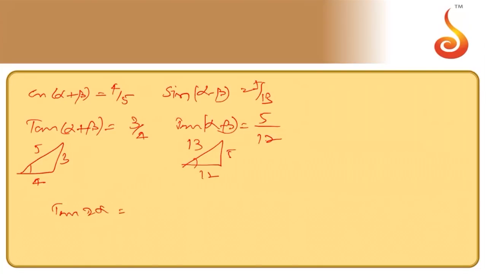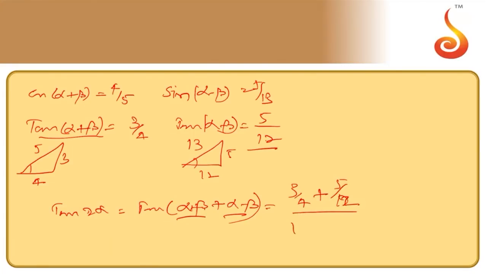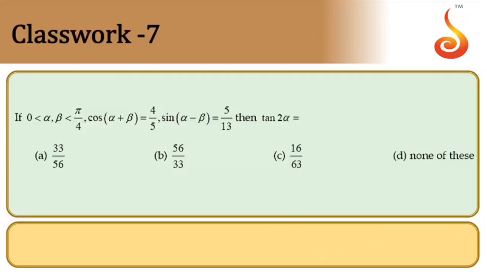So tan 2 alpha is equal to tan of alpha plus beta plus alpha minus beta. That is tan of alpha plus beta plus tan of alpha minus beta, divided by 1 minus tan of alpha plus beta times tan of alpha minus beta. Simplifying this, you get 36 plus 20 divided by 48 minus 15, which gives you the answer 56 by 33. So tan 2 alpha is 56 by 33. The answer is B.